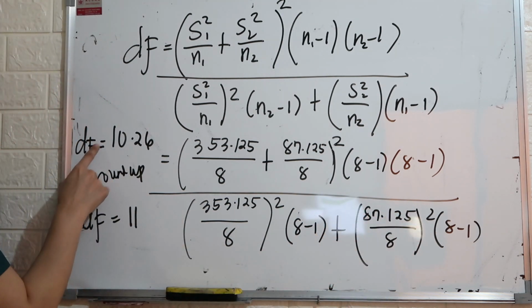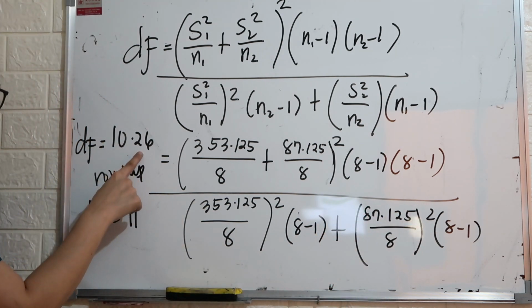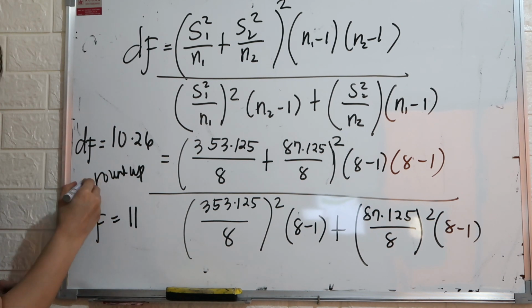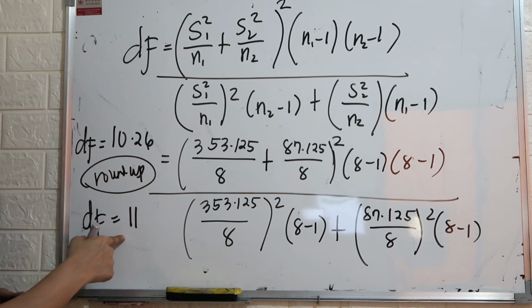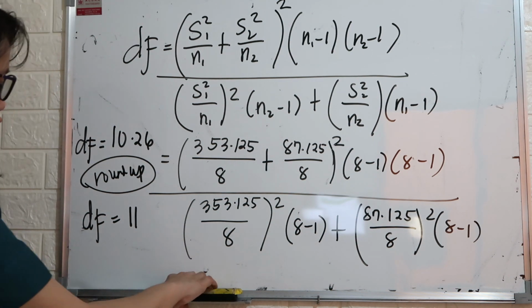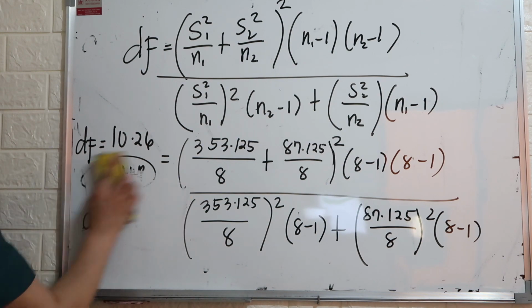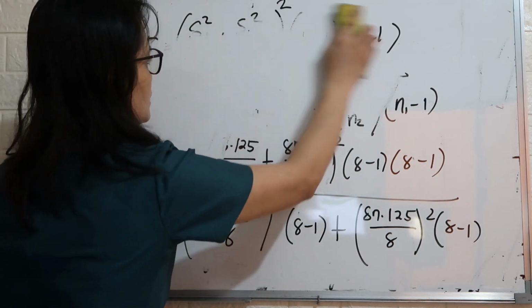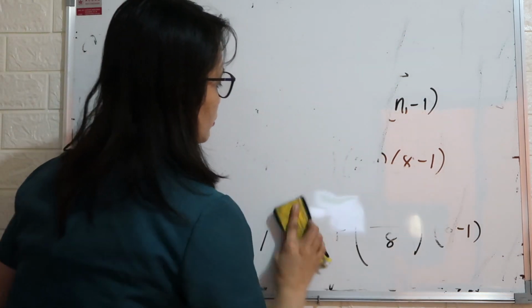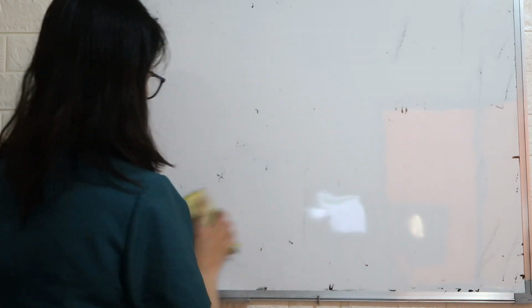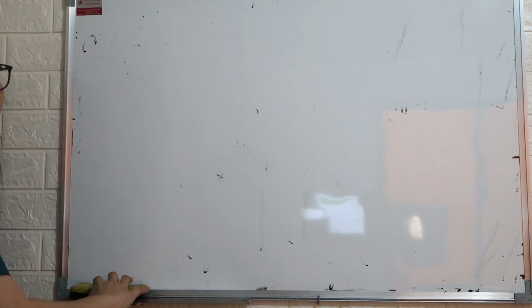So your DF is 10.26. So you need to round up. So that will be 11. Now, since you already have the DF, which is 11, we can now solve for the T alpha over 2. Okay? So T alpha over 2.